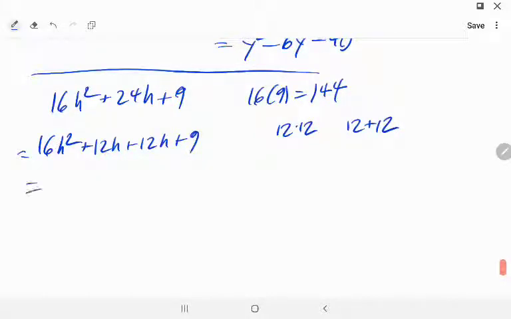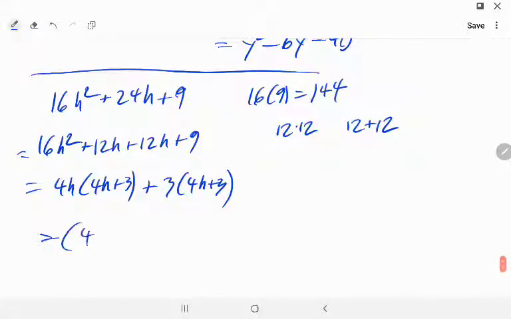That's then going to be 4h times the quantity 4h plus 3, plus 3 times the quantity 4h plus 3. And so we get the quantity 4h plus 3 times the quantity 4h plus 3. So it turns out that was a perfect square trinomial. And if we happen to notice that's a perfect square trinomial, we could have saved ourselves some time.